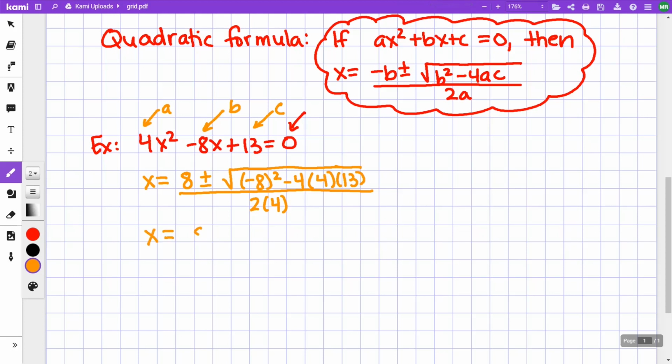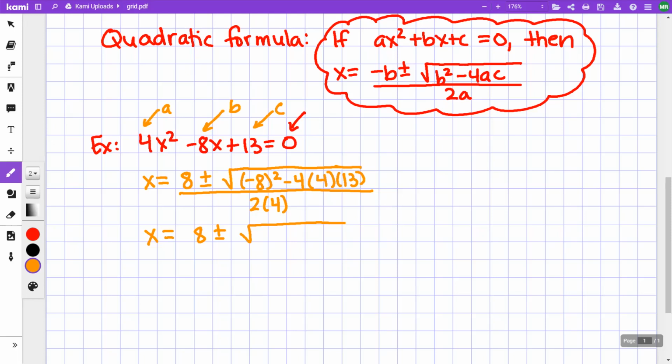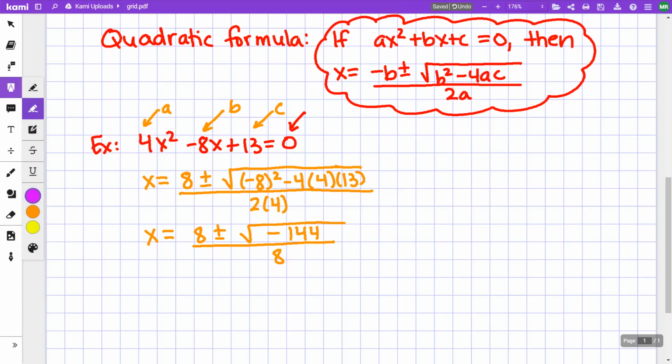So I'm going to have x is equal to 8 plus or minus the square root. And here, when I do this math, let me just do that math real quick. I end up getting a negative 144 over 8. Since I have a negative underneath my square root, this is going to be imaginary answers. So I'm going to end up getting x is equal to 8 plus or minus, and the square root of a negative 144 is a 12i.